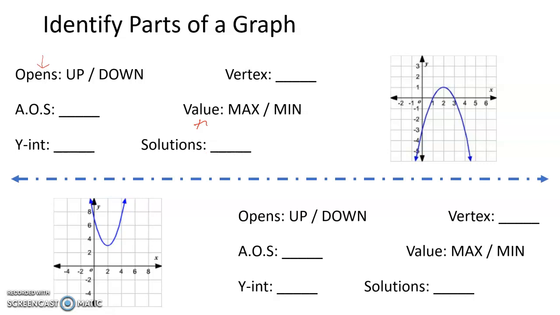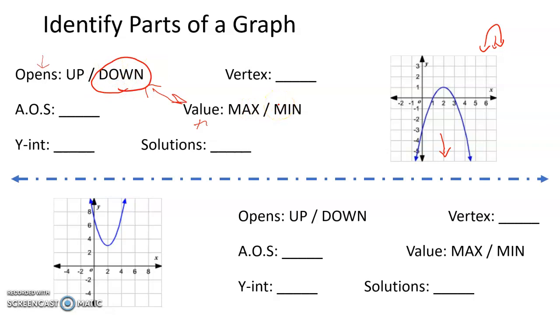So, first thing, opens up or down and the value, all right? These two right here are basically connected. You're looking at the same things. Well, if we look at our parabola, the open side is opening up or down, all right? So if it looks like this, that means that it opens facing down.